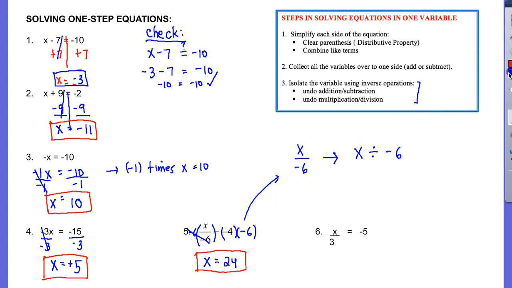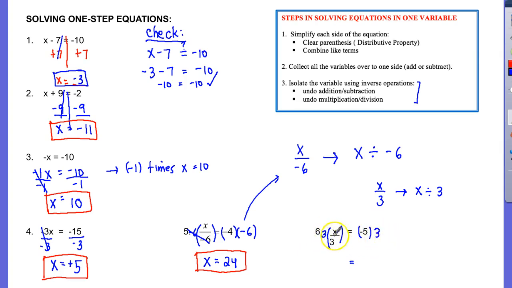The last one. So this problem is similar to problem number 5. Again, don't be scared. X over 3, you can say, oh, that's a fraction. I don't know how to do fractions. X over 3, that's the same as x divided by 3. So the operation here is division. So if you want to get rid of 3, you just have to undo division. And the inverse operation of division is multiplication. You're right. So you multiply both sides by 3.